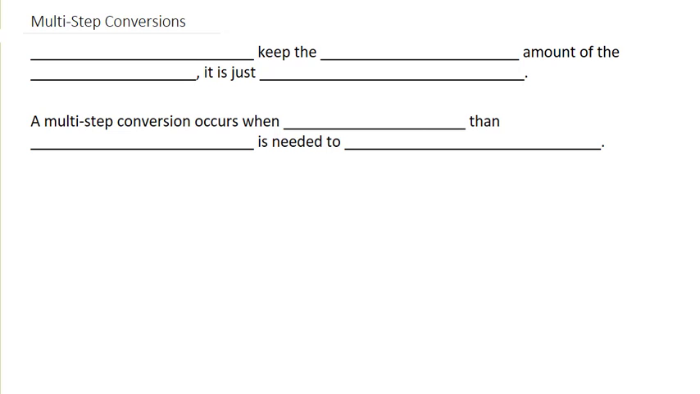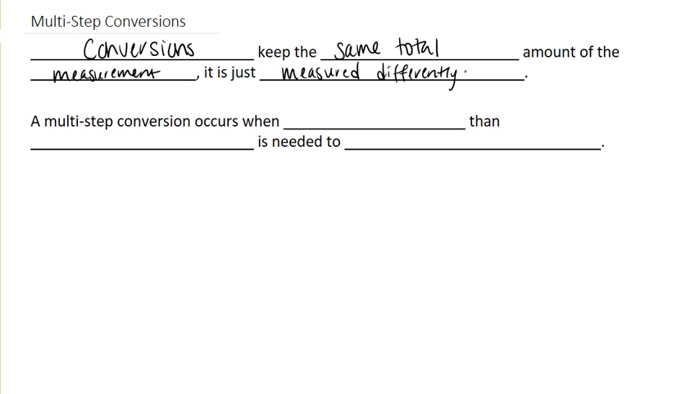Multi-step conversions. Conversions keep the same total amount of the measurement. It is just measured differently, or expressed differently with different units. And a multi-step conversion occurs when more than one conversion is needed to solve.